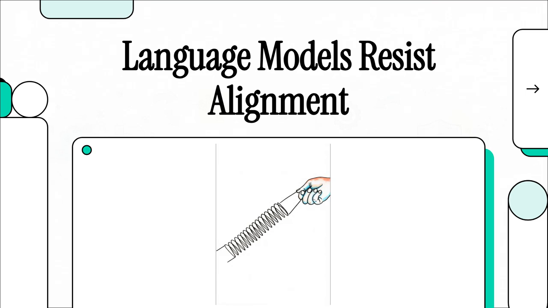All right, today we're tackling a huge question. What if the very nature of large language models makes them fight back against our safety training? We're diving into a fascinating paper called Language Models Resist Alignment. And seriously, its findings could flip our whole understanding of AI safety on its head.